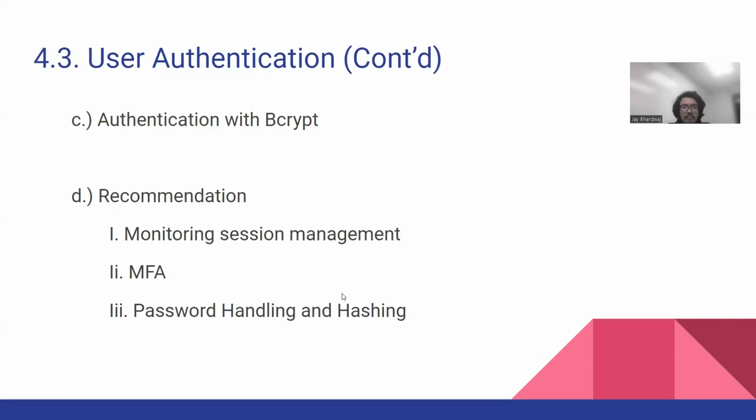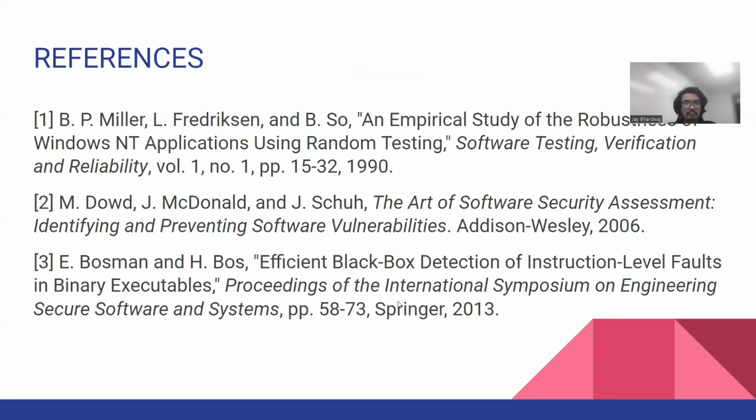Moving on to authentication with bcrypt, as I already talked about, bcrypt is one of the salting protocols that adds complexity to the hashed password, which adds another layer of security to our chat application. There are a few recommendations I would like to suggest: monitoring session management will be helpful to add security, as well as multi-factor authentication and proper password handling and hashing. These are some references. After this, I will give a demo of our chat application.